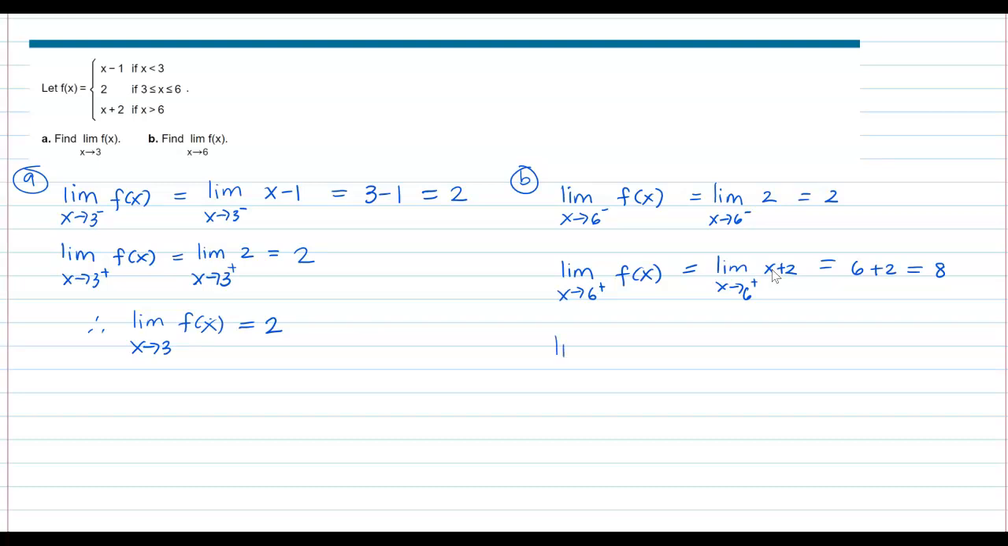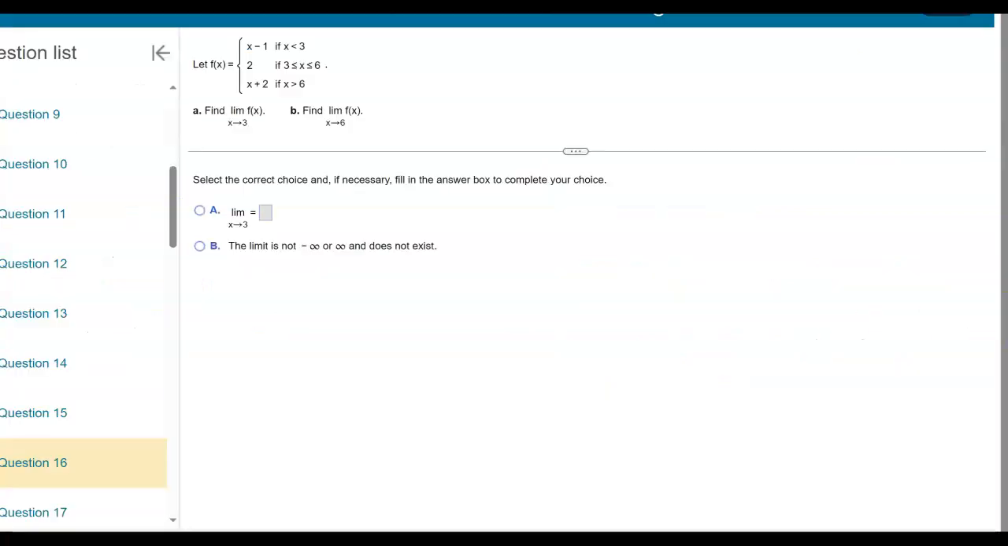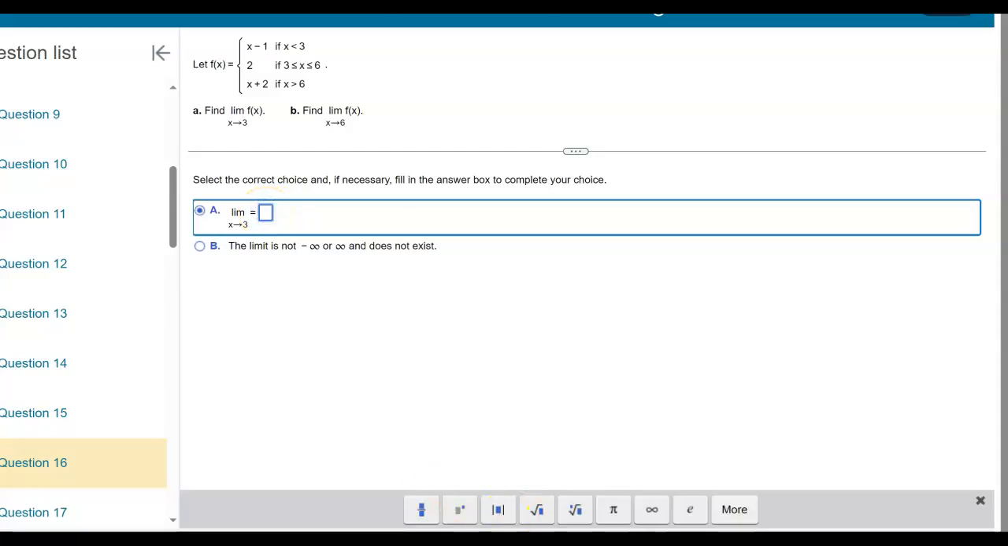Now, you see here that the limit of the function as x approaches 6 from the left is not equal to the limit of the function as x approaches 6 from the right. Therefore, the limit does not exist. So let's go back to the problem here. This is the first one. What we got was 2, right?